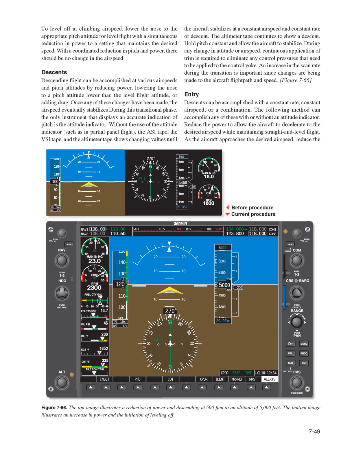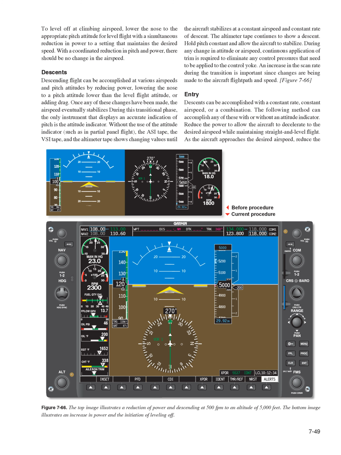To level off at climbing airspeed, lower the nose to the appropriate pitch attitude for level flight with a simultaneous reduction in power to a setting that maintains the desired speed. With a coordinated reduction in pitch and power, there should be no change in the airspeed. Descents. Descending flight can be accomplished at various airspeeds and pitch attitudes by reducing power, lowering the nose to a pitch attitude lower than the level flight attitude, or adding drag. Once any of these changes have been made, the airspeed eventually stabilizes during this transitional phase.